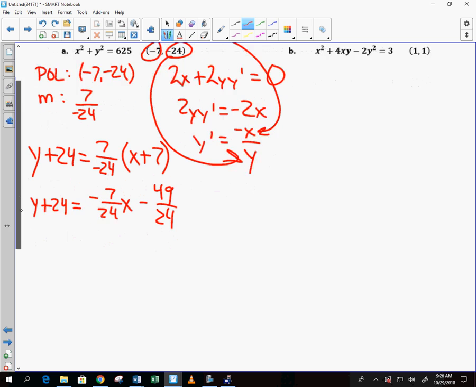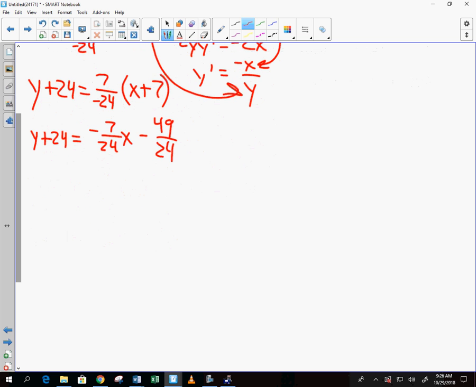Oh no! I need a common denominator. 24, so that'll be 576 over 24. Well, 24 squared, you know that. So I subtract it, and negative 49 and negative 576 make, yeah, negative 7 over 24x minus 625 over 24.